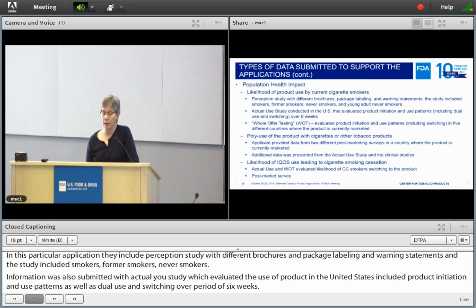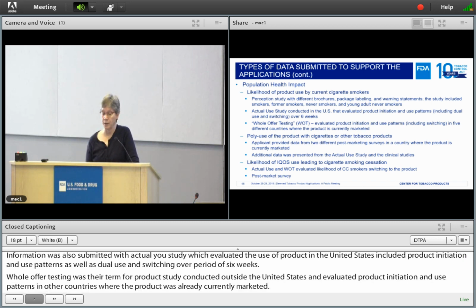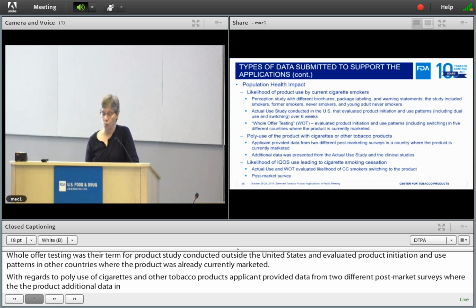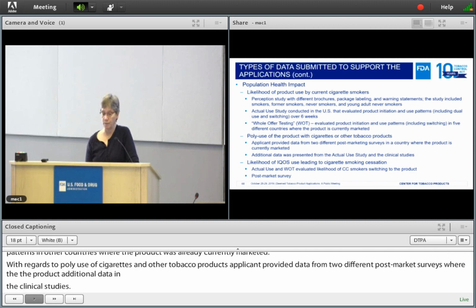With regards to poly use of the product with cigarettes or other tobacco products, the applicant provided data from 2 different post-marketing surveys in a country where the product is already marketed, as well as additional data from the actual use study and the clinical studies. With regards to the likelihood of the use of the product leading to cigarette smoking cessation, again, we had information from the actual use study and the whole offer test, as well as post-market survey information.